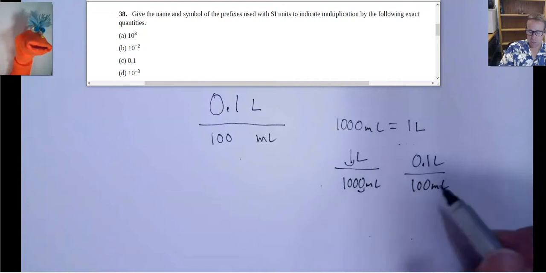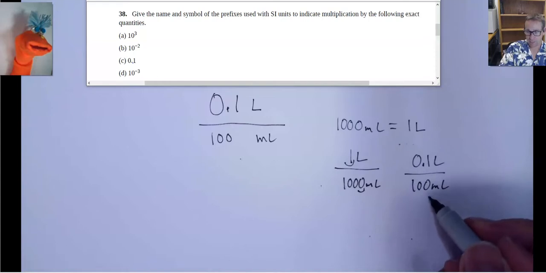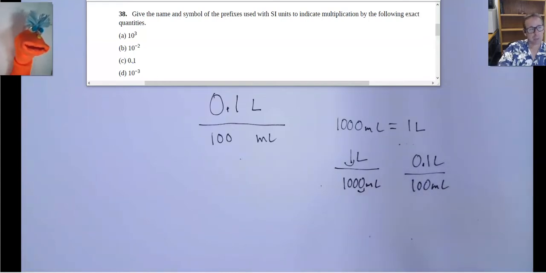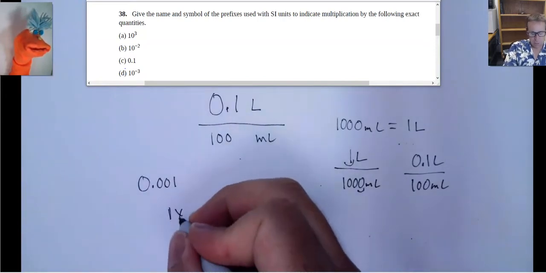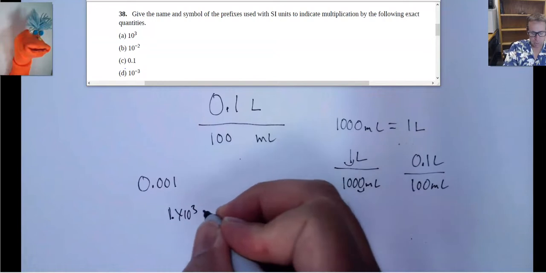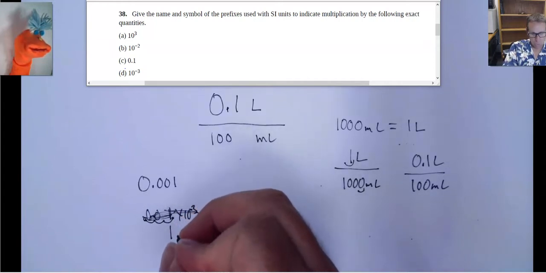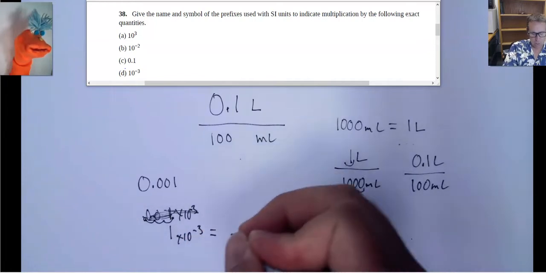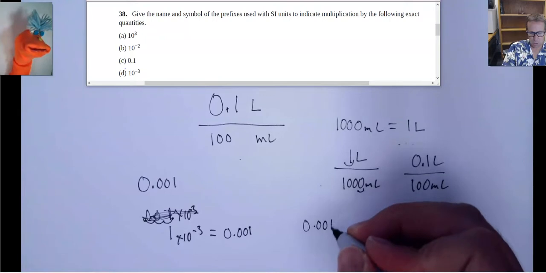Okay? So a milliliter is 1,000th of a liter. And if I only have 1/10 of a liter, then I only have 1/10 of my 1,000, which is 100. All right, 10 to the minus 3, 0.001, right? So I've taken the 1 times 10 to the 3 and moved the decimal place over. Oops, sorry, negative 3. Yeah, negative 3. 1, 2, 3. So 1 times 10 to the minus 3 is equal to 0.001.